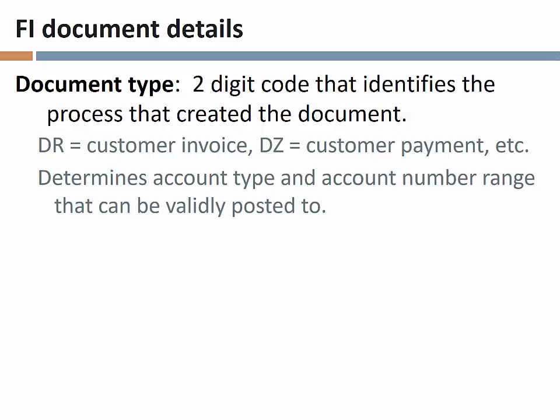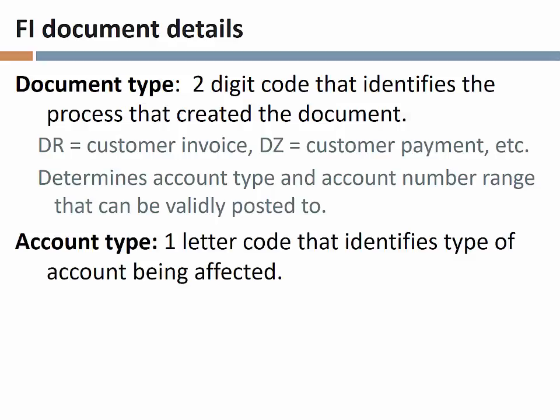In addition to the document type, there is also an account type that's a 1-letter code that identifies the type of account that's being affected. And these 1-letter codes are things like D for customer, K for vendor, A for asset, and so on.